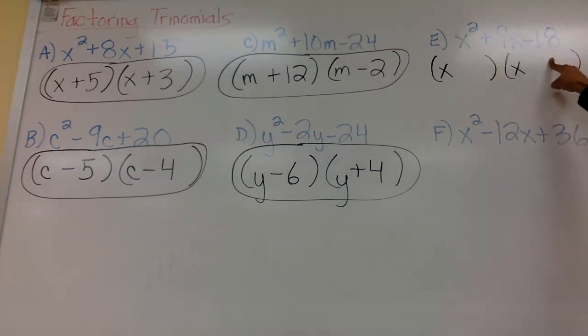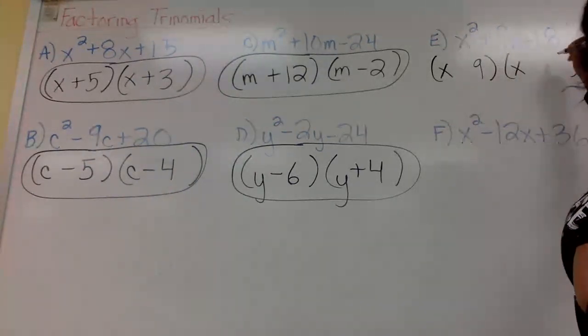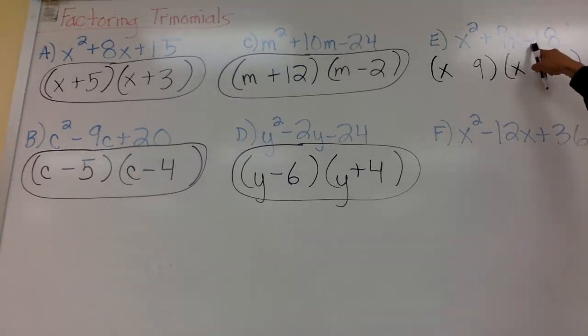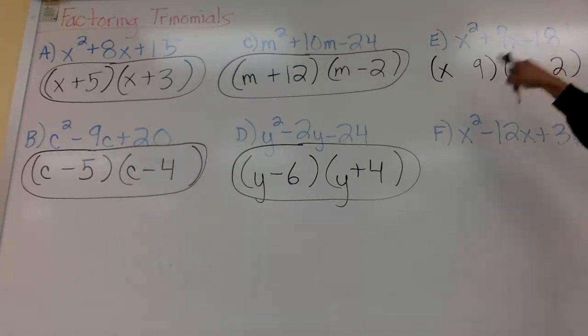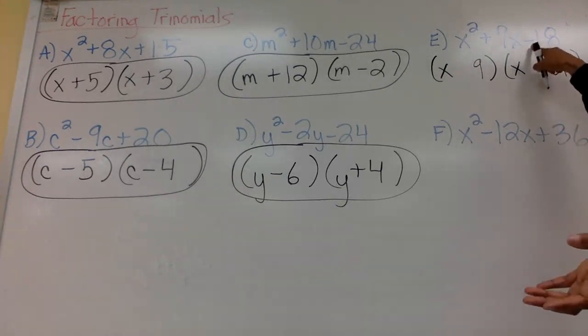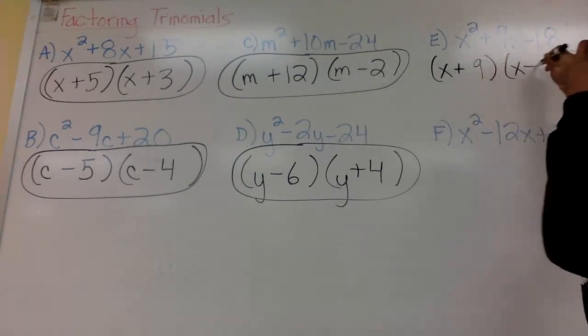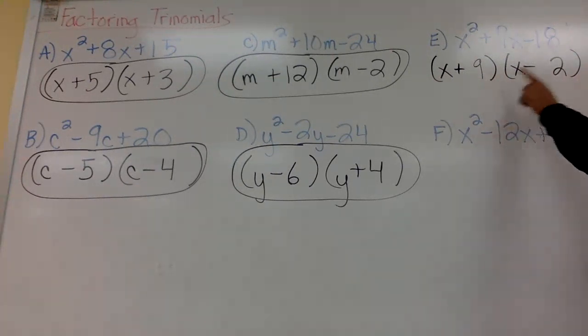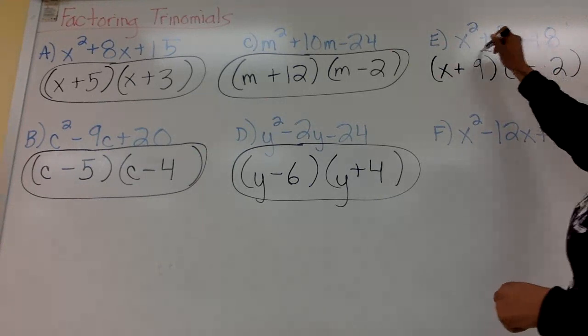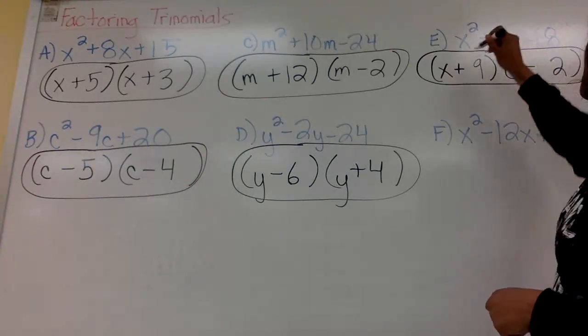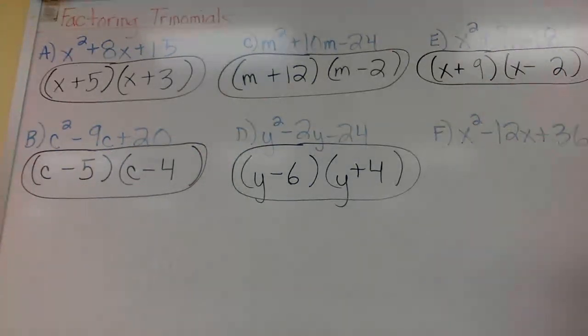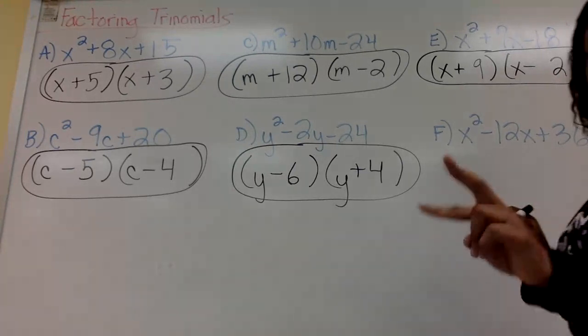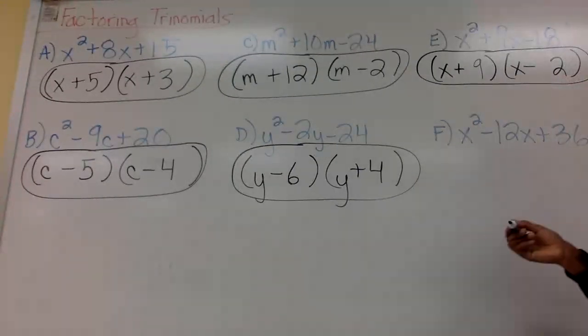We need to think of two numbers that multiply to give me negative 18, add to give me 7. So I know things that give me 18 are going to be 9 and 2. And I know that one of my numbers has to be negative and one has to be positive because my number here is negative. So plus, minus. 9 times negative 2 is negative 18. 9 plus negative 2 is positive 7. So this is correct. If you had x minus 2 and x plus 9, same thing. The commutative property says we can flip those around, same thing.